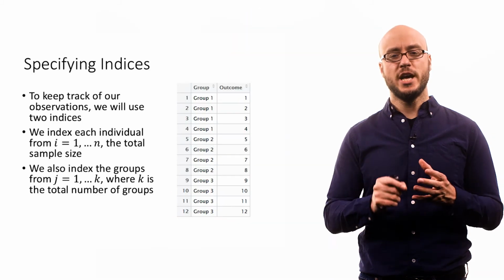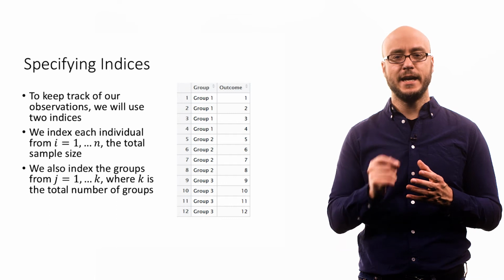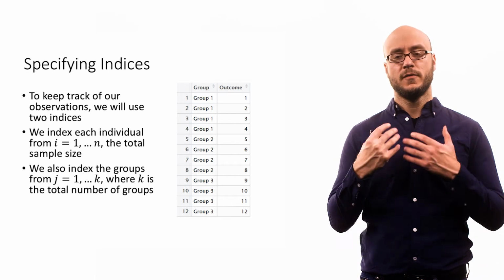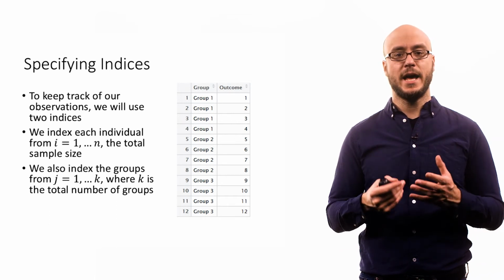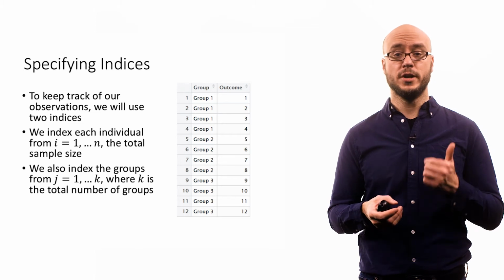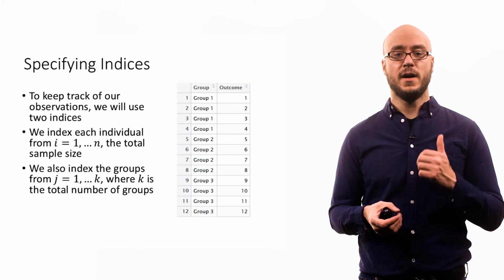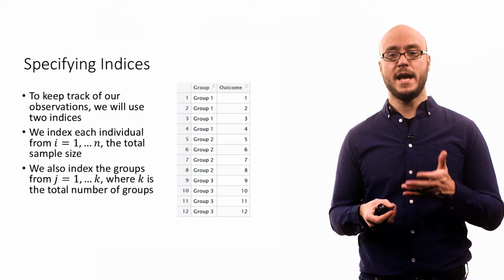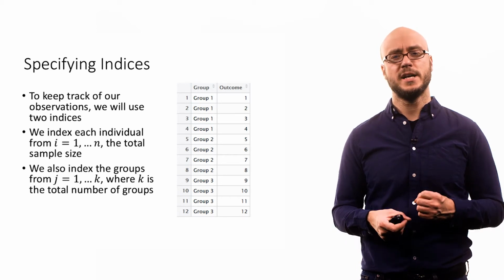But because one-way ANOVA is about groups as well as individuals, we want an index to keep track of our groups. So we will use the notation j equals 1 to k, where k is the total number of groups. For example, in this case, we have k equals 3 because we have group 1, 2, and 3. And we have i equals 1 to n, where n is 12, the total sample size.